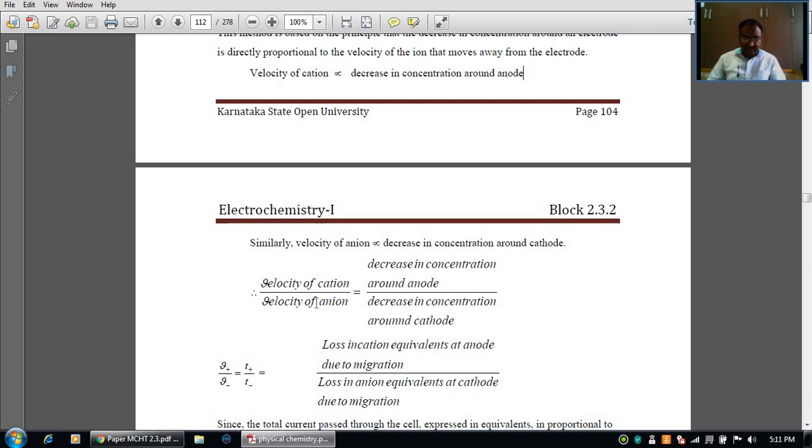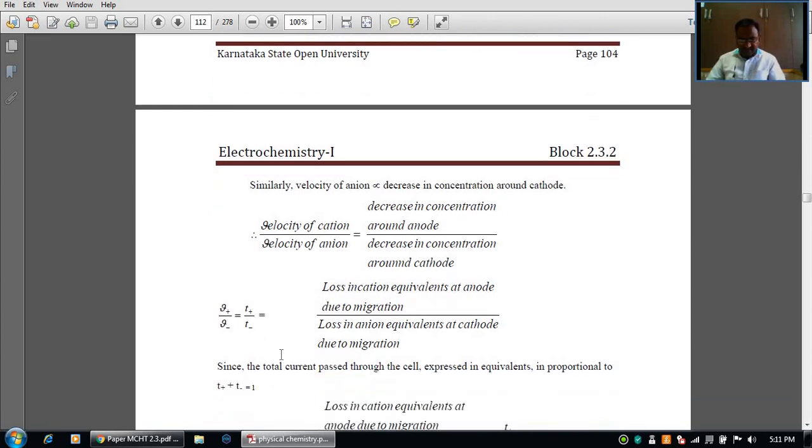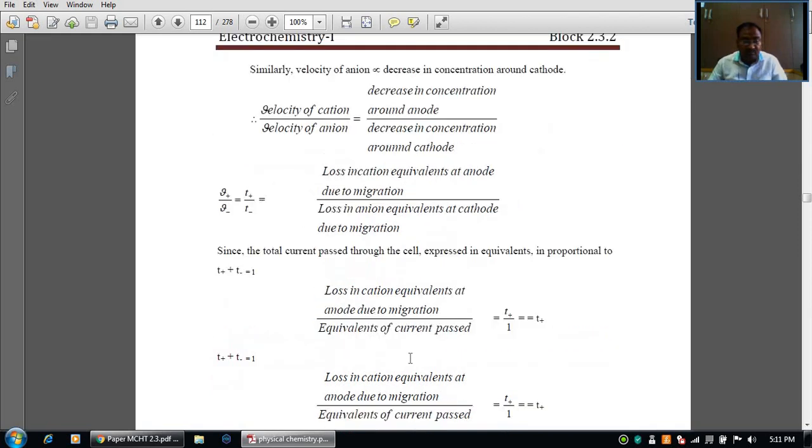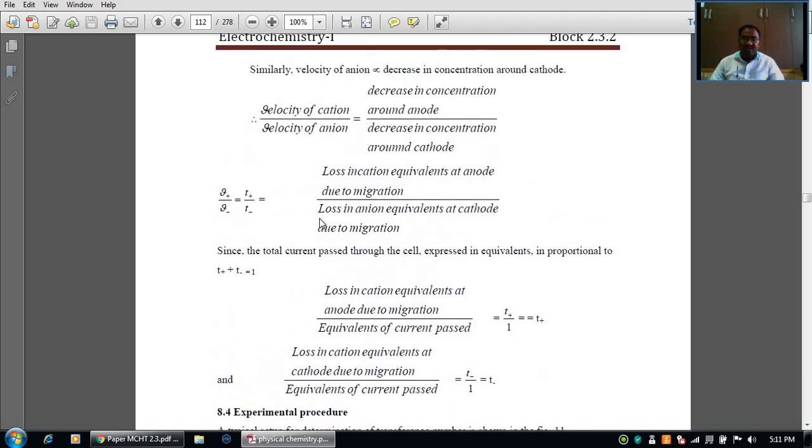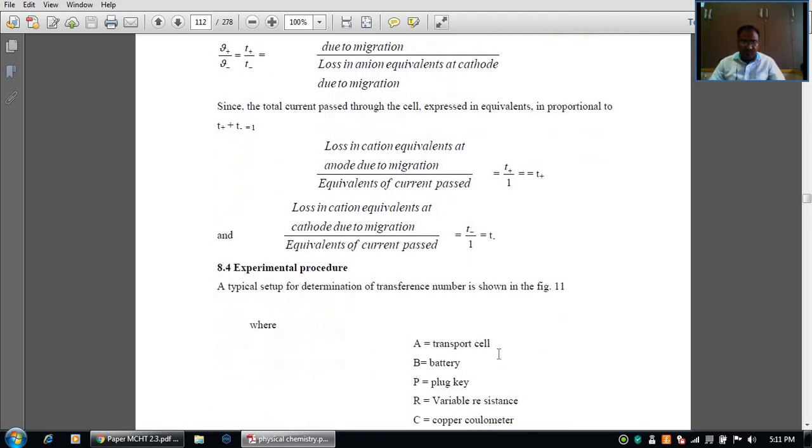The velocity of cation by velocity of anion is equal to the loss in cation equivalent at the anode due to migration by the loss in anion equivalent at the cathode due to migration. What we are getting is equal to 1. The velocity of cation by velocity of anion is always equal to 1 only.